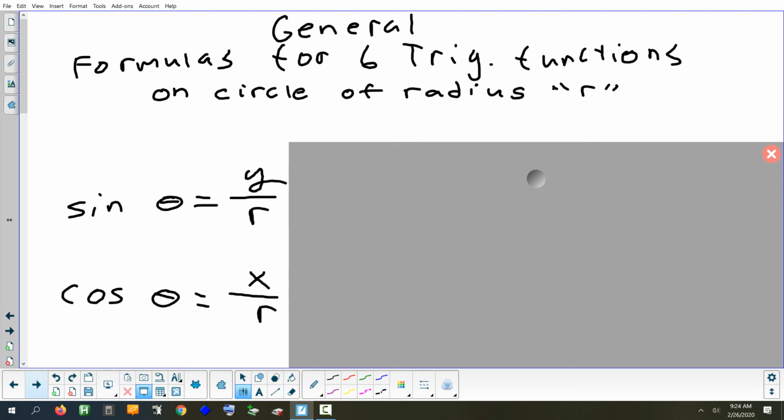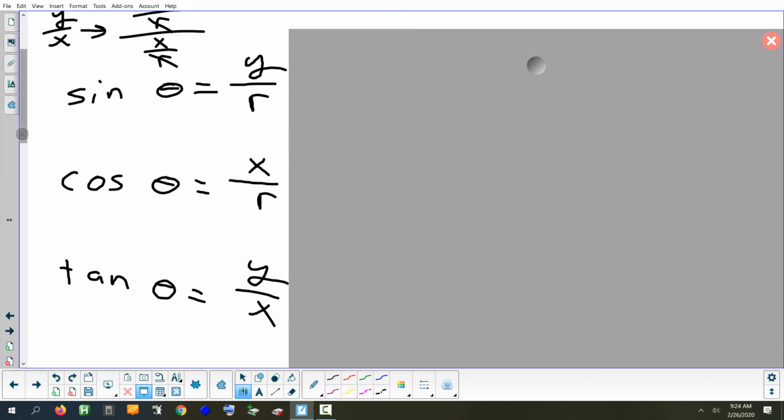What did we have for tangent? Y over x. And remember what we're doing here. Y gets changed to y over r. X gets changed to x over r. So that's our new tangent formula. But what happens there? The r cancels, so really the formula for tangent stays the same. It's still y over x because the r cancels out and it doesn't matter.